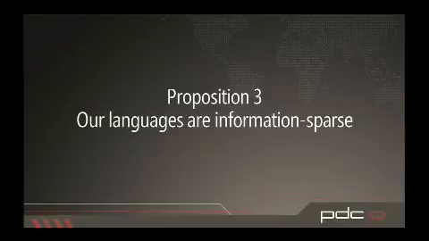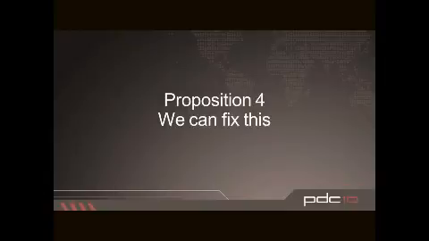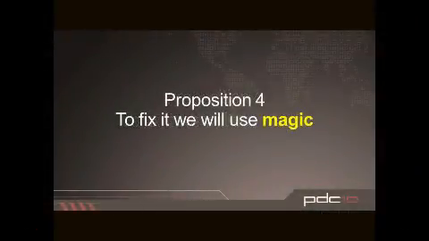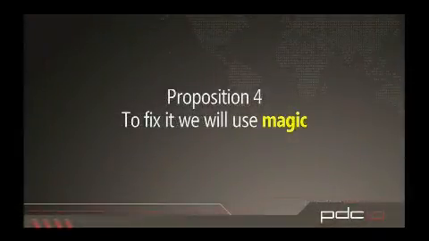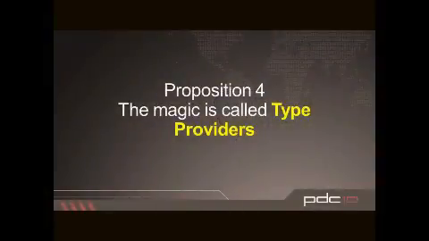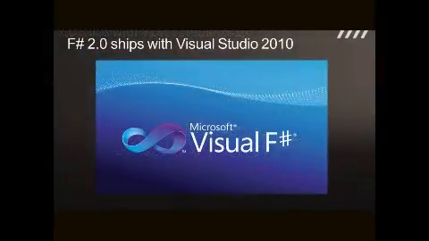And so the proposition is that this is a problem, and we can fix this in these type languages, and the future of F# is about fixing this. It's not actually magic, but it is quite magical when you first experience it, the first time you see the dot. There's this expression at Microsoft, the power of the dot. You kind of wonder, where did that information come from, and how is this working? We call them magic F# type providers, and we can take a look at that.